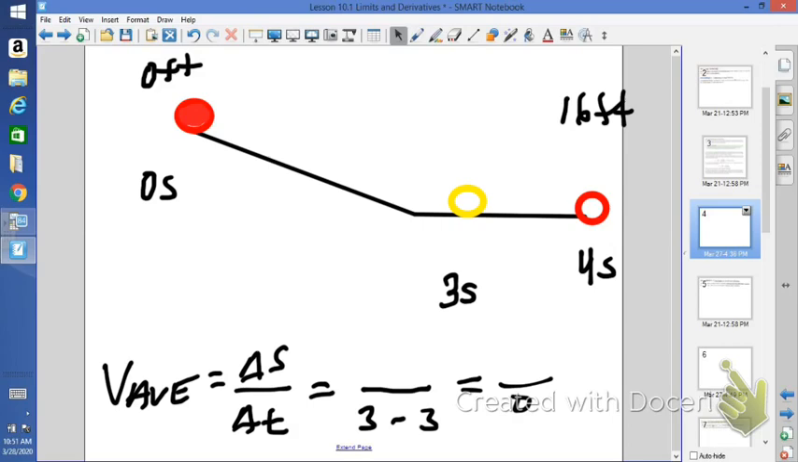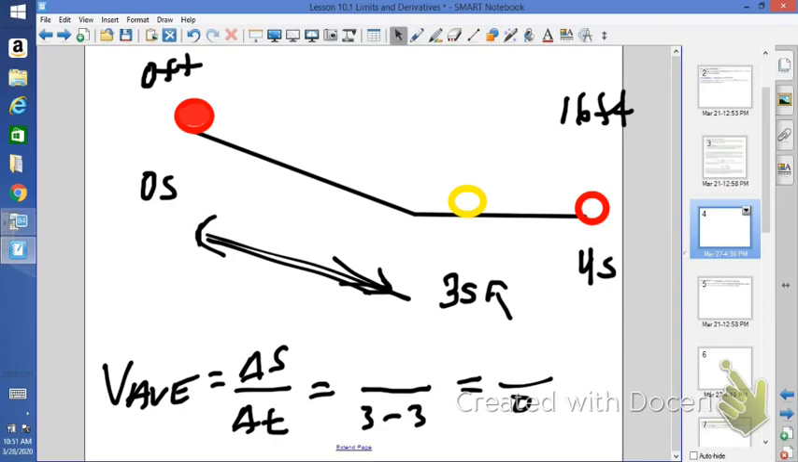All right. Some of you may be tempted to think, oh, well, I'm going to do 3 minus 0. Well, then you would be calculating the average velocity within this interval, and that's not what we want. We want the instantaneous velocity at that point right there. So 3 seconds minus 3 seconds gives us 0. So we cannot be dividing by 0. All right, so what do we do?